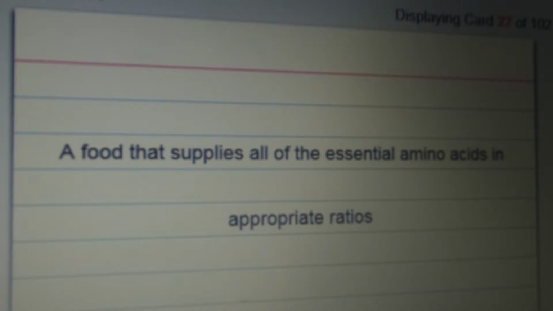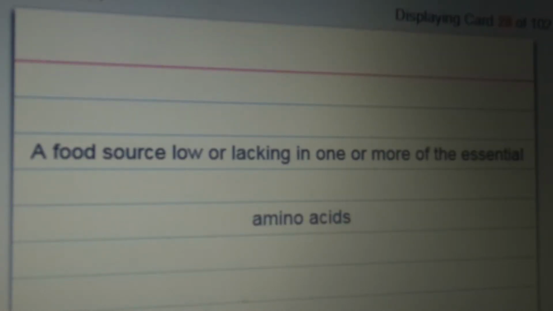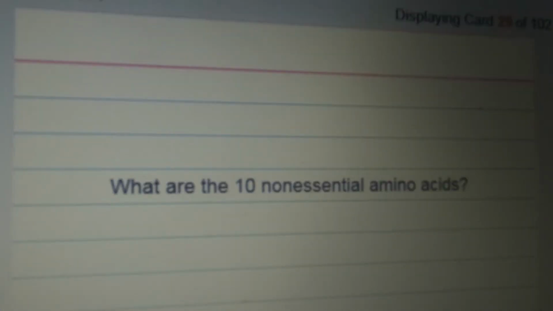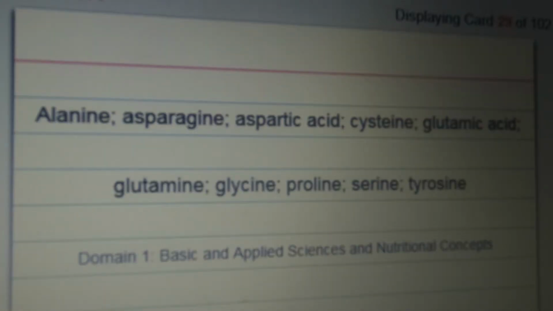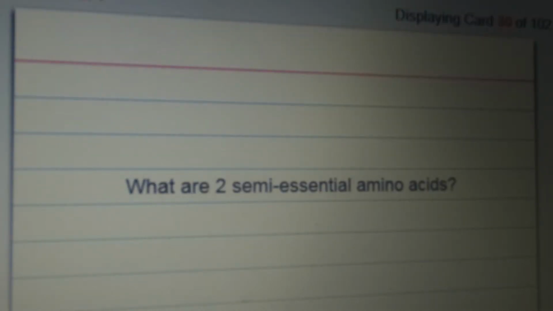A food that supplies all the essential amino acids in appropriate ratios. Complete protein. A food source low or lacking in one or more essential amino acids. Incomplete protein. What are the 10 non-essential amino acids? Alanine, asparagine, aspartic acid, citrulline, glutamic acid, glutamine, glycine, proline, serine, tyrosine. What are 2 semi-essential amino acids?